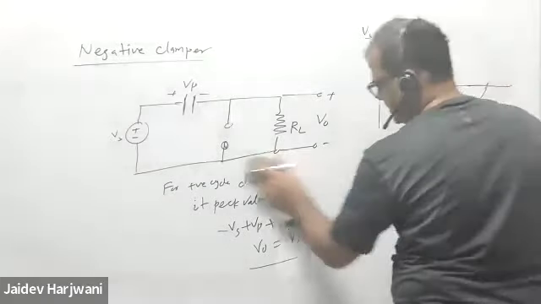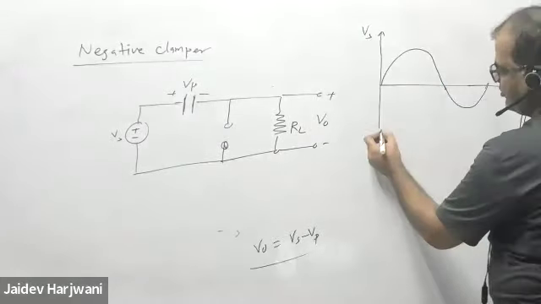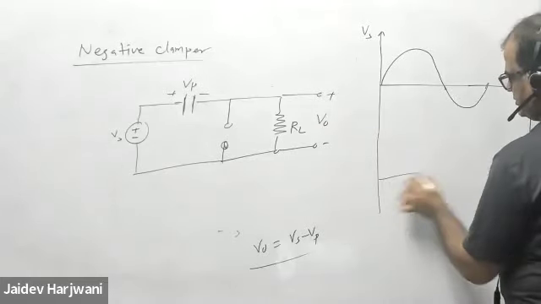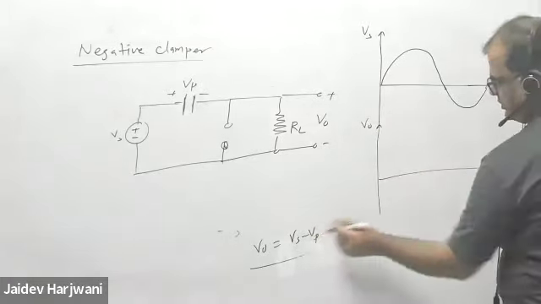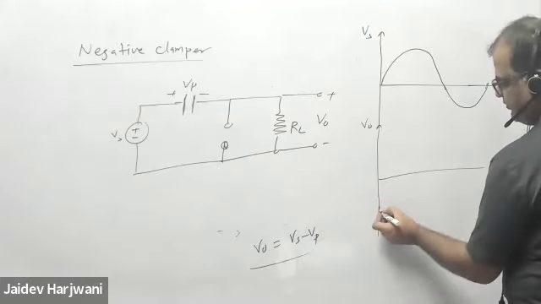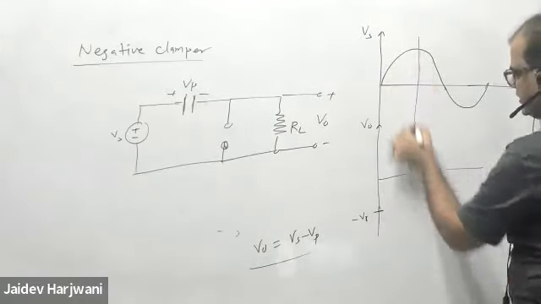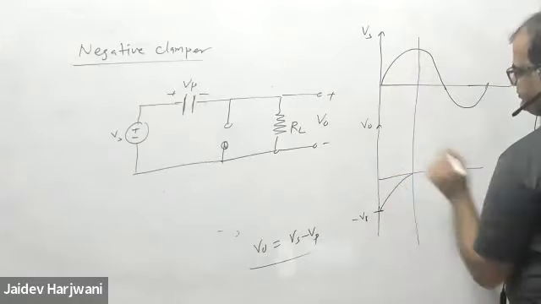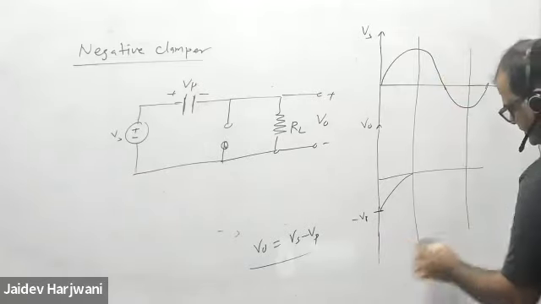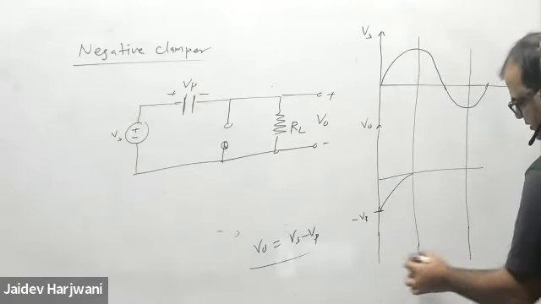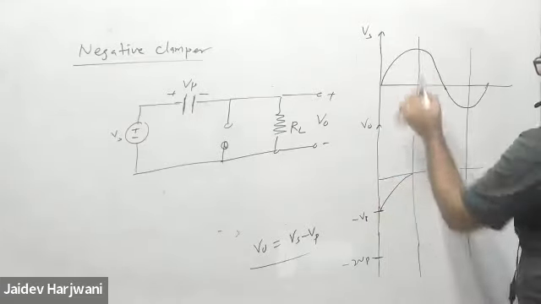So the equation is now this one. Just keep putting values in it, nothing else. V naught: when Vs is 0, my V naught is minus Vp. Here, when Vs is Vp, this is 0. And when this is minus Vp, it goes to minus 2Vp.